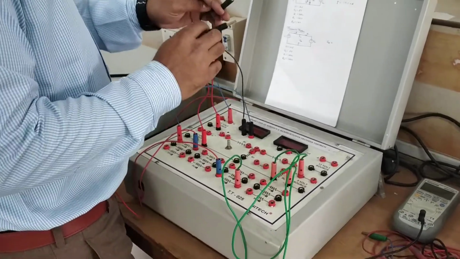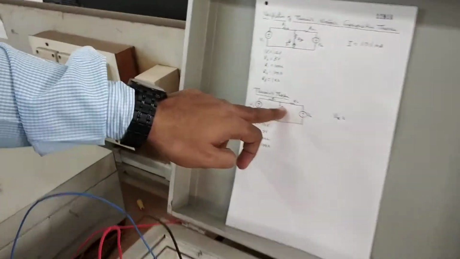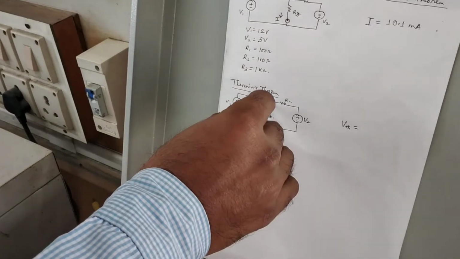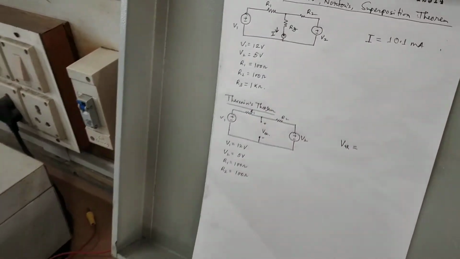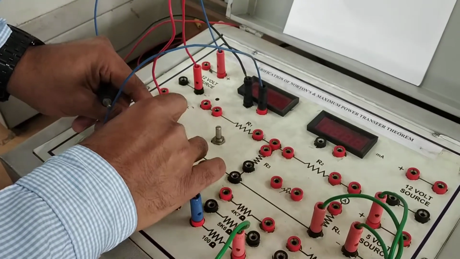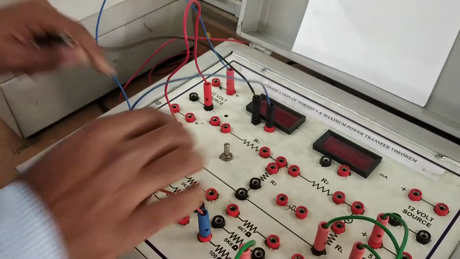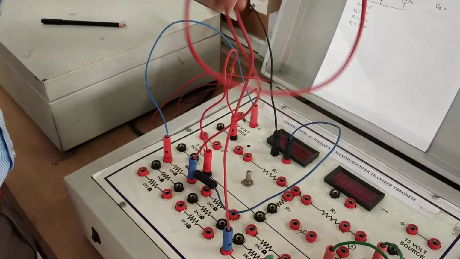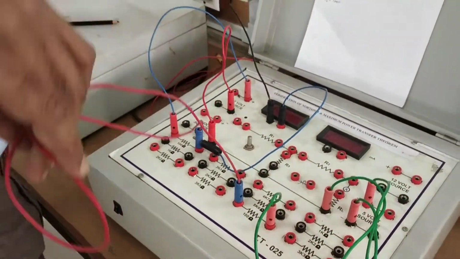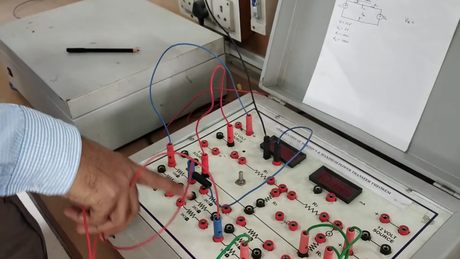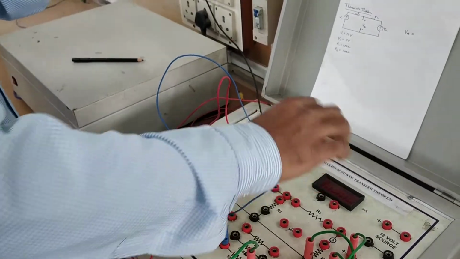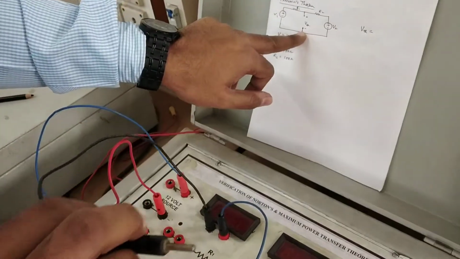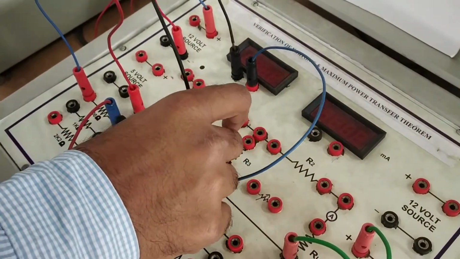So where should you connect? You see, the plus terminal is red, meaning plus. So the plus terminal you must connect in between R1 and R2. This is the junction between R1 and R2. At any one terminal you can connect, and the negative terminal you should connect to the ground. So you should connect here.